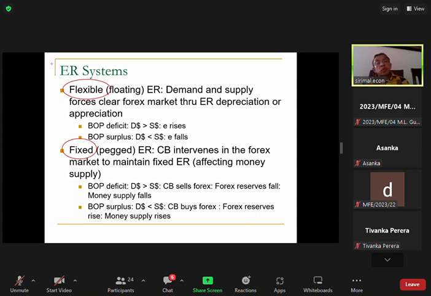Does it provide the solution for international finance? Not at all. Even flexible exchange rate is not a perfect solution. It has created a lot of exchange rate risk and uncertainty.